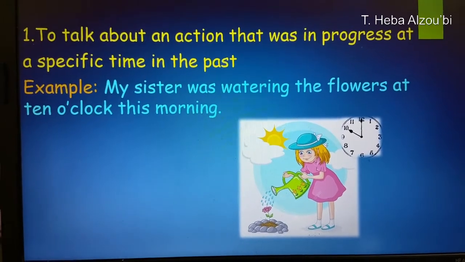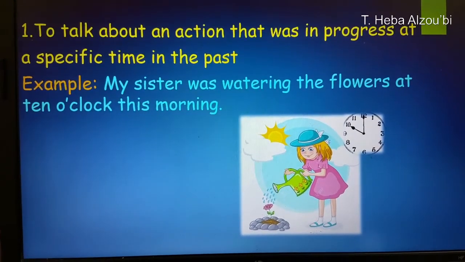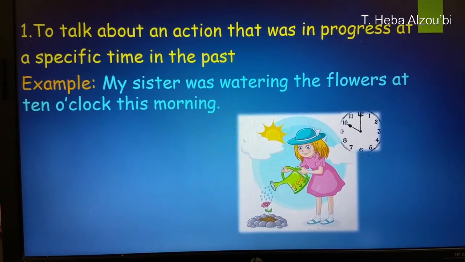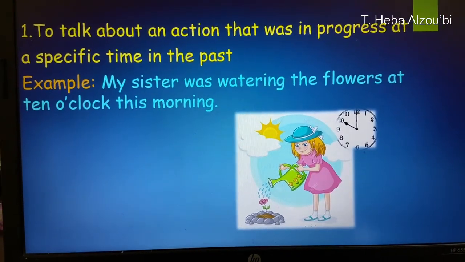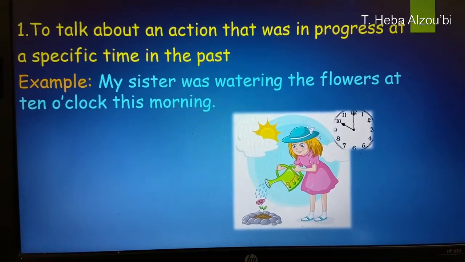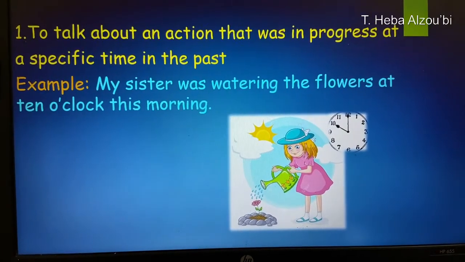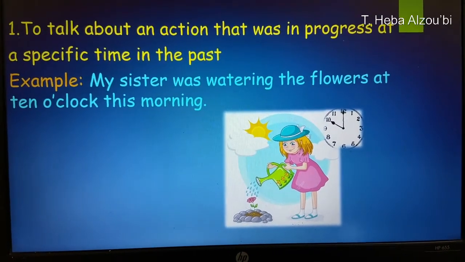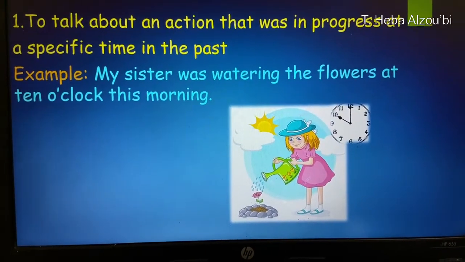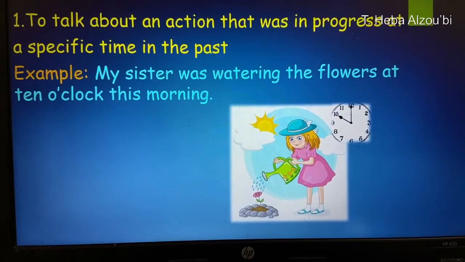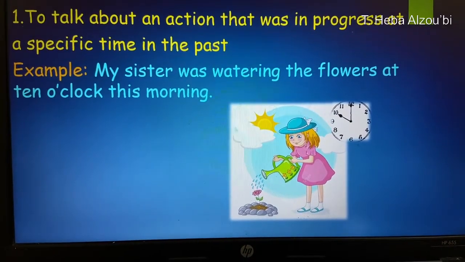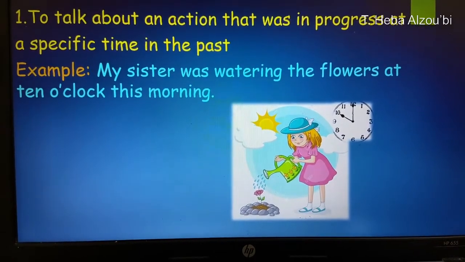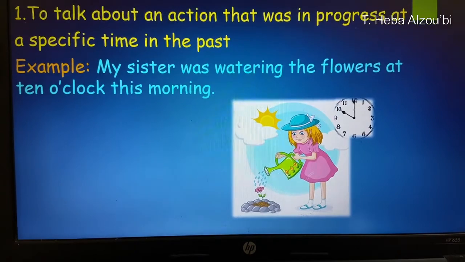For example, look at the picture. My sister was watering the flowers at 10 o'clock this morning. She was watering the flowers. So the action watering was in progress. When was it in progress? At 10 o'clock this morning. So 10 o'clock this morning is a specific time.